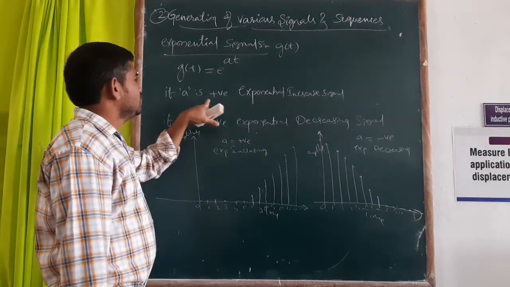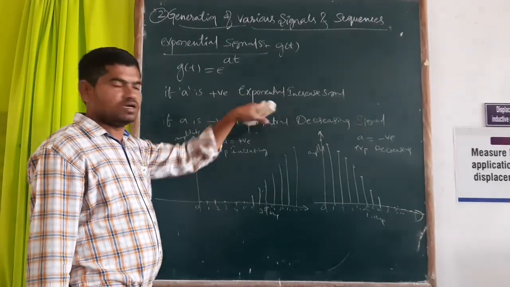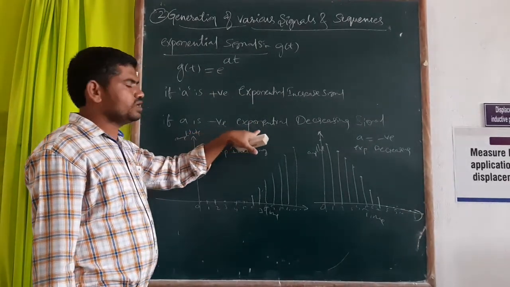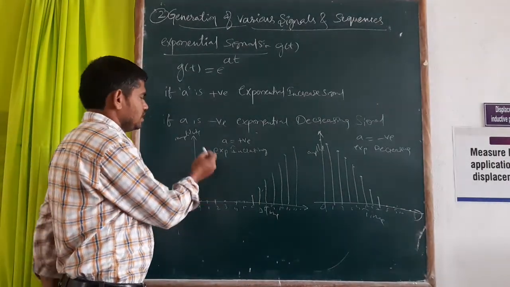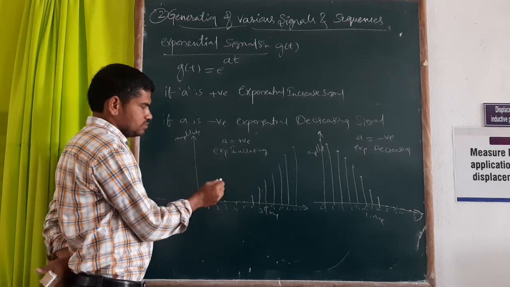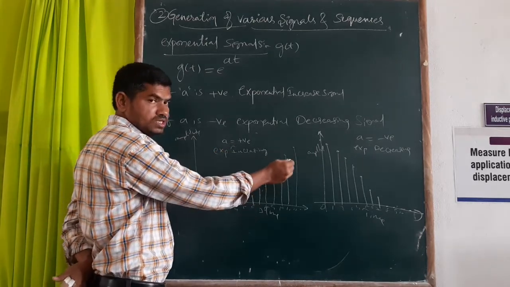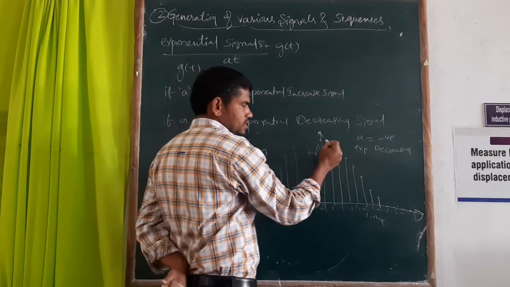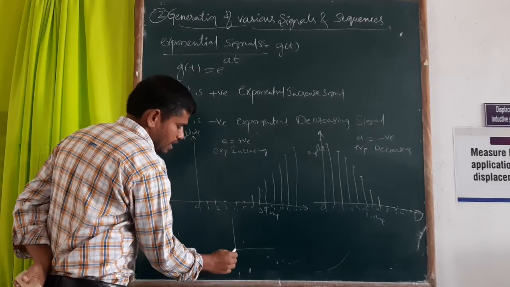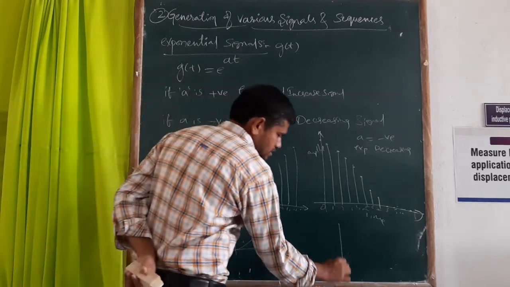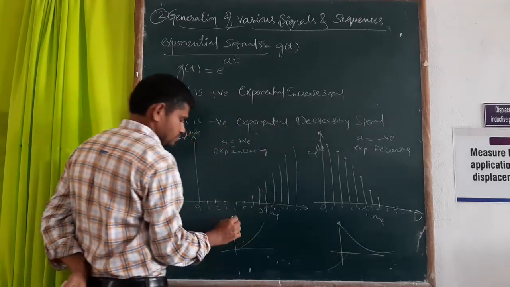If a is positive, we get an exponential increasing signal. If a is negative, we get an exponential decreasing signal. This is the exponential increasing signal. If a is positive, we get an exponentially increasing signal. If a is negative, we get an exponentially decreasing signal. Exponential increasing and exponential decreasing. This is the exponential decreasing signal.